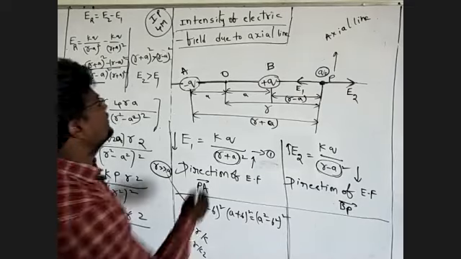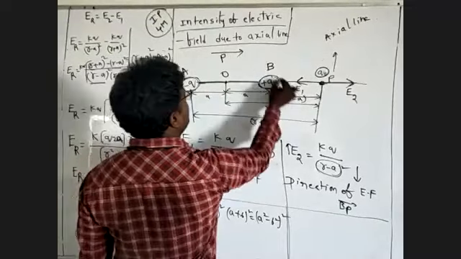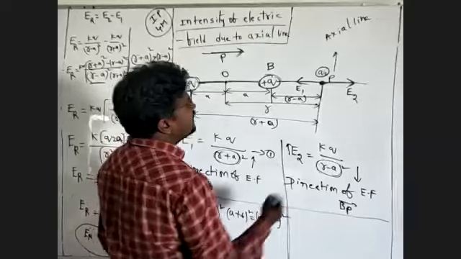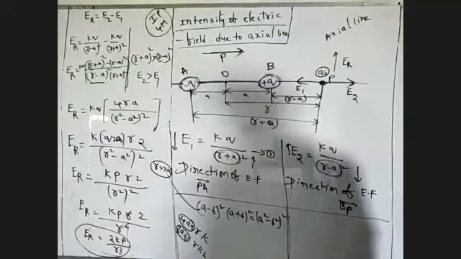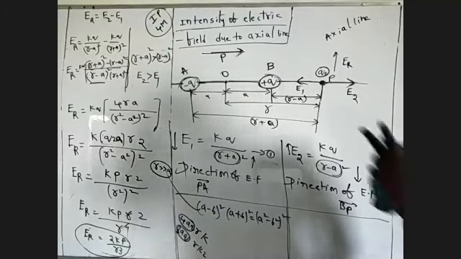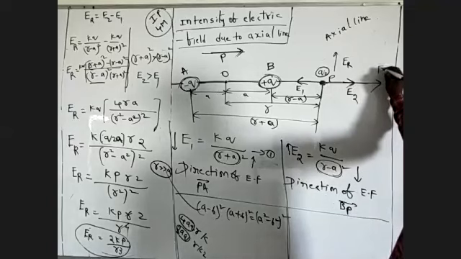Finally, you will see the direction of dipole momentum is from negative to positive. This is the direction of the dipole. The resultant electric field E_R, which direction? Direction of the electric field is which direction? Which one is greater? E2 minus E1. E2 means this is the resultant electric field.